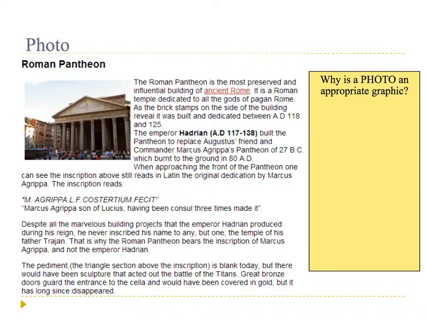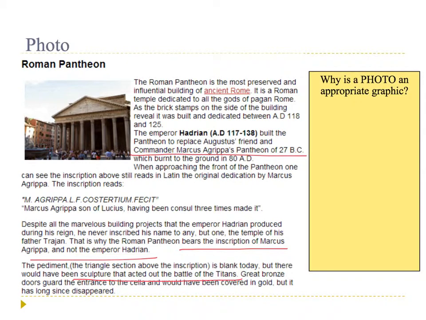So when I look at this first text and this first photo, I need to figure out why the photo is an appropriate graphic here. When I look at the text, it talks about the Roman Pantheon. It describes it as an influential building. It talks about the bricks, when it was built, who built it, Hadrian, and he built it to replace one of his friend's structures. It also describes some of the inscriptions on the side, and it talks about some of the sculptures that would have been on the building.